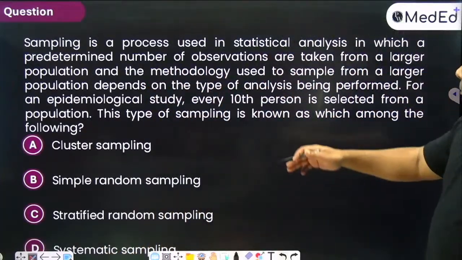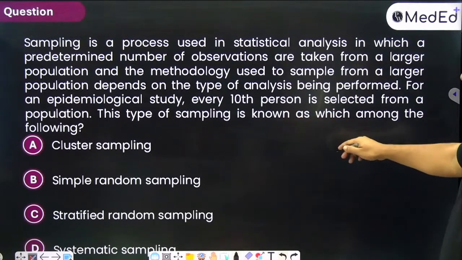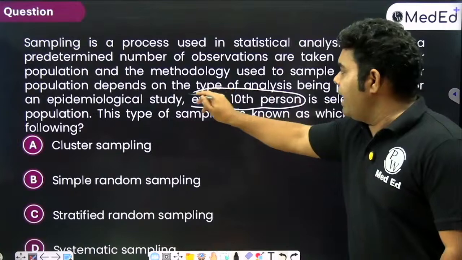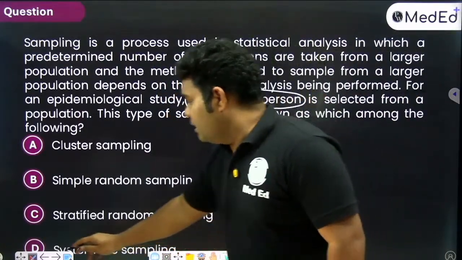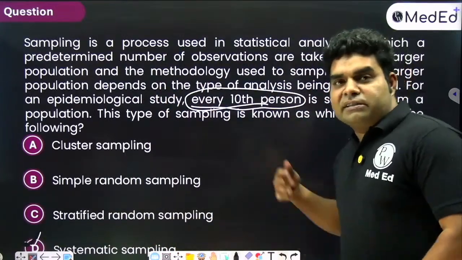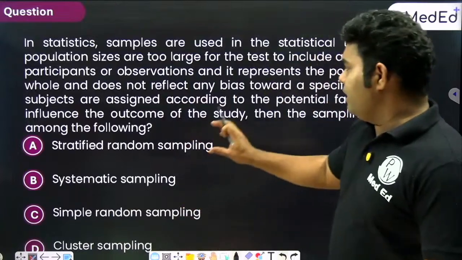Let's read the last line. For an epidemiological study, every 10th person, every nth person you are selecting, that is systematic random sampling. If I am choosing every first and fourth house for an interview on condom use, systematic random. So I am choosing every nth, systematic random. So you have to find the keyword and answer.